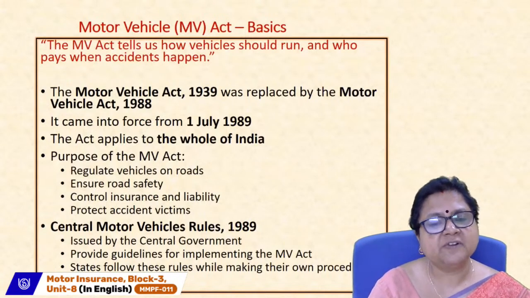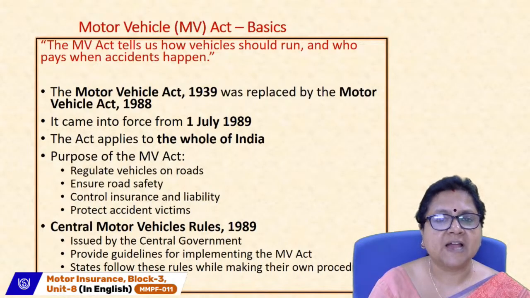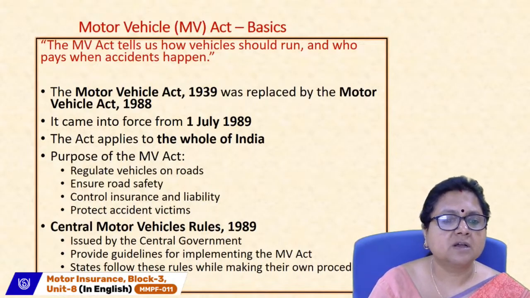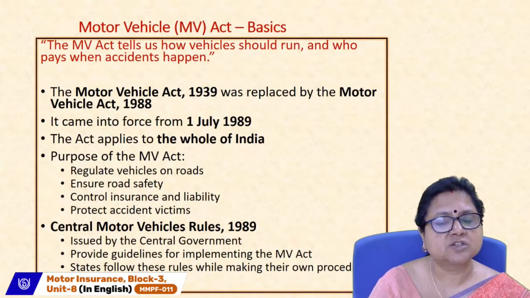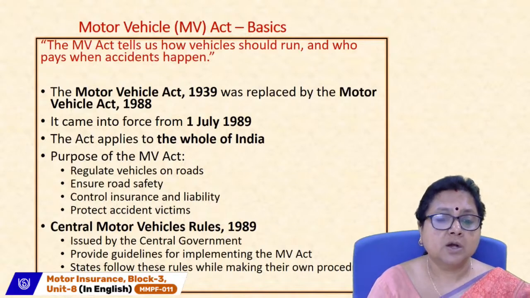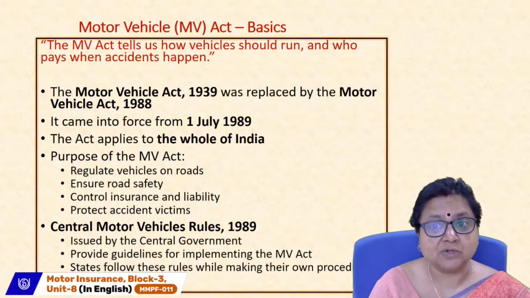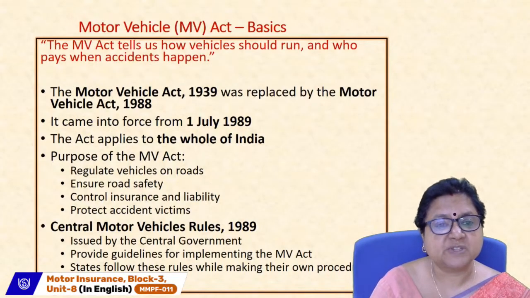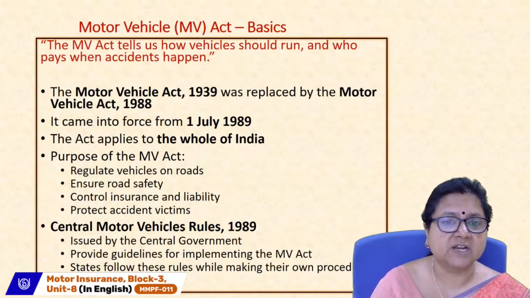Now let us briefly understand the Motor Vehicle Act. We'll understand the fundamentals of it. The Motor Vehicle Act tells us how vehicles should run, who pays when accidents happen. So what should be the basic principles or guidelines based on which every motor vehicle should run on the road? That is specifically mentioned in the Motor Vehicle Act. And suppose there is an accident, who is liable to pay for that? All those specifications are mentioned in the Motor Vehicle Act.